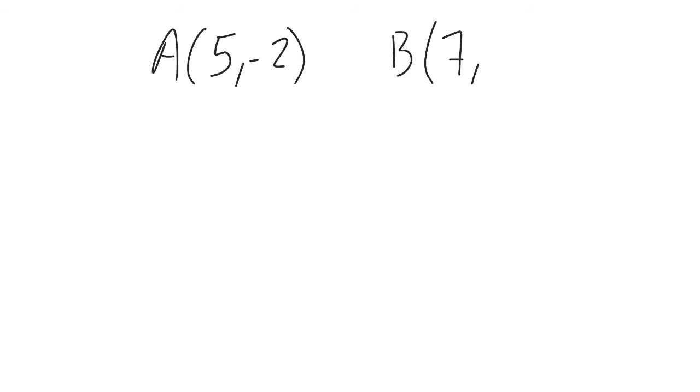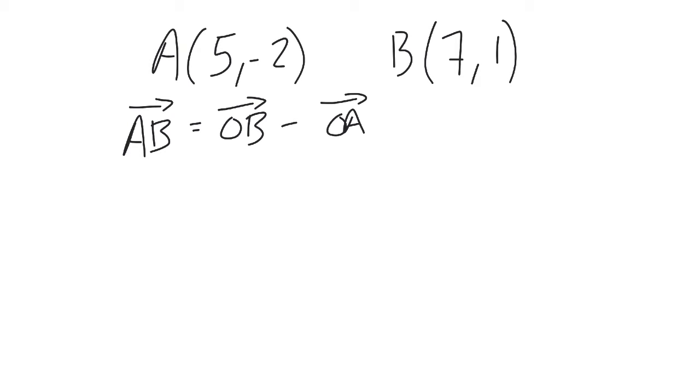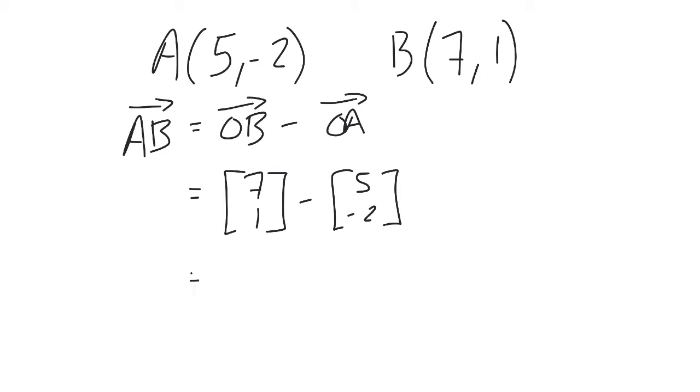Okay, so now we can do one without the diagram. So if I have two points, A is (5, -2), and B is (7, 1). Then to get from A to B, I would do OB minus OA, which gives me (7, 1) minus (5, -2). When I work that out, I get 2 on the top and 3 on the bottom. Simple as that.